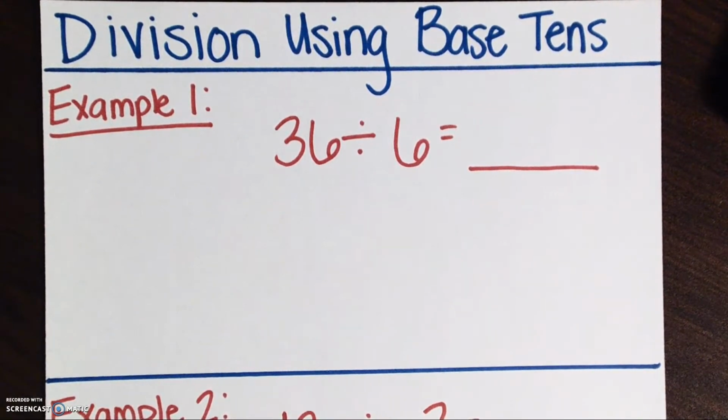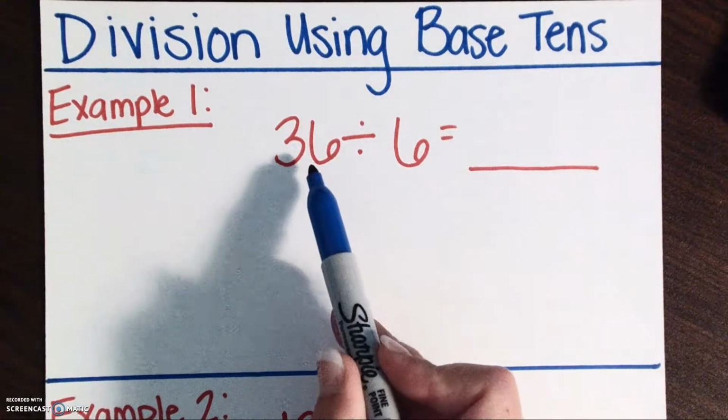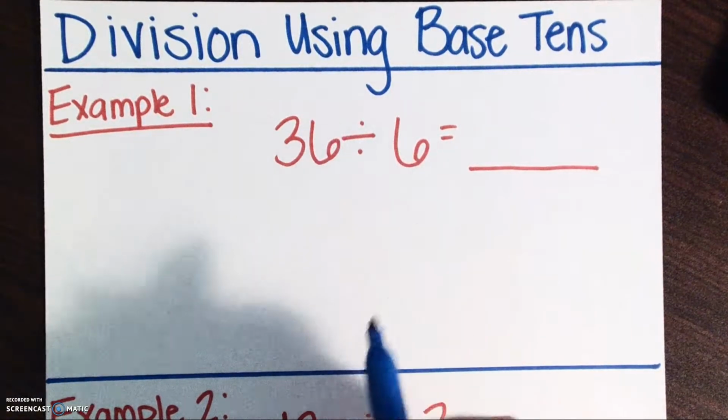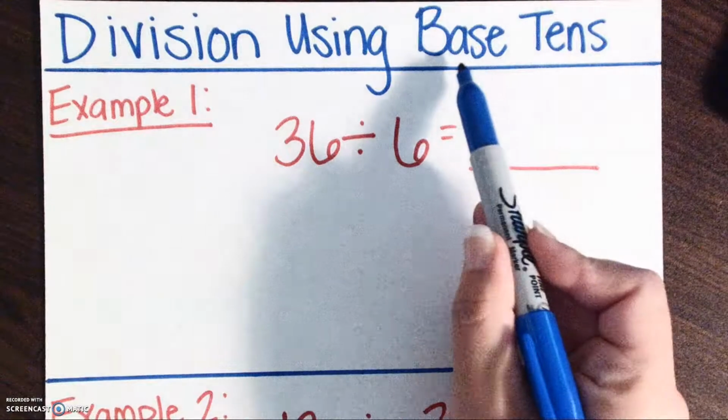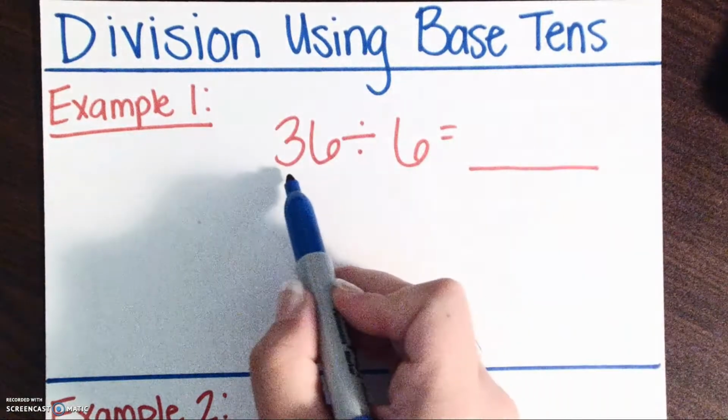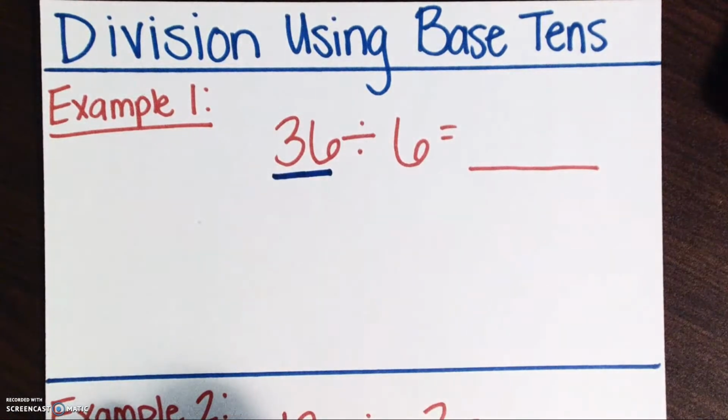Today we're going to talk a little bit about division using the base 10 strategy. I'm going to do two examples to refresh your memory from what we have done in class, okay? So our first example is going to be 36 divided by 6. The first thing you want to do is draw your base 10s for the number 36.